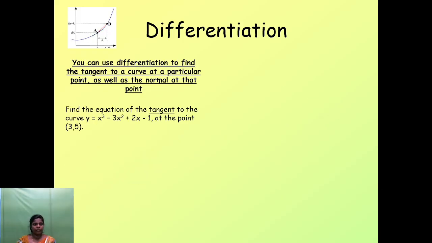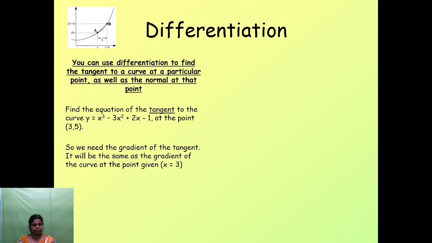Next one. Find the equation of the tangent to the curve y equal to x cube minus 3x square plus 2x minus 1 at the point 3, 5. So we need the gradient of the tangent. For the curve at the given point, x equal to 3 and y equal to 5. So the given equation is y equal to x cube minus 3x square plus 2x minus 1.